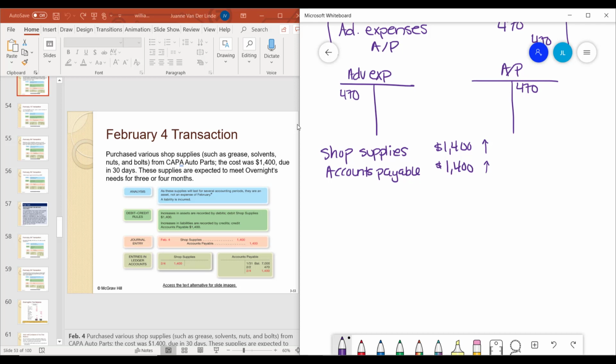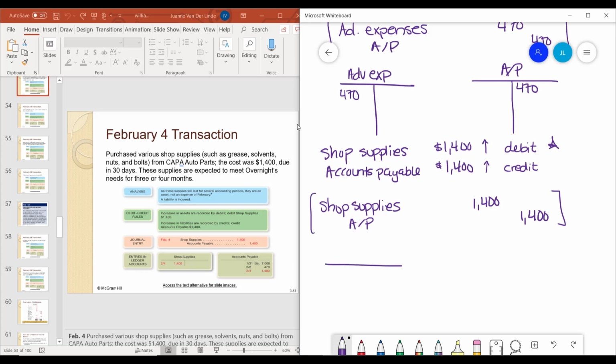Shop supplies is an asset that's going up, so I show that with a debit. Accounts payable is a liability, and it's going up. But remember, increases to liabilities are recorded with a credit. So now let's journalize. I'm going to debit shop supplies. List that first because it's the one being debited. Debit shop supplies for $1,400. I'm going to credit accounts payable for $1,400, just like I noted up at the top.